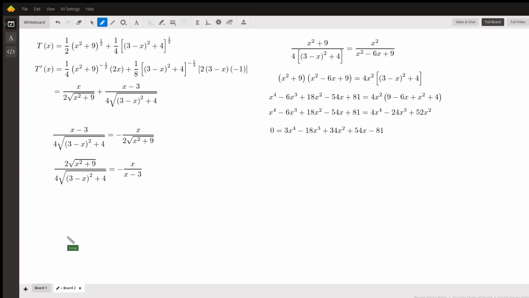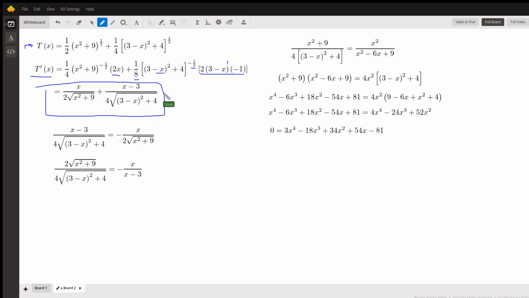Here's the work involved in finding the first derivative and setting it equal to 0. Here's t prime. Use the power rule. 1/2 times 1/2 is 1/4. Reduce the exponent by 1 and multiply by the derivative of the inside, chain rule. Same thing over here. 1/2 times 1/4 is 1/8. Reduce the exponent by 1, multiply by the derivative of the inside. Here we've got to use the power rule. 2 times 3 minus x, reduce the exponent by 1, multiply by the derivative of its inside, -1. Okay. And if you simplify all that, you get this.